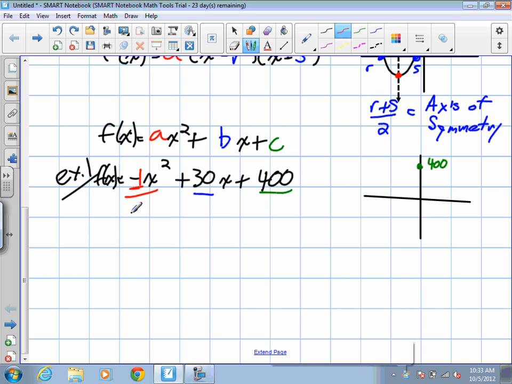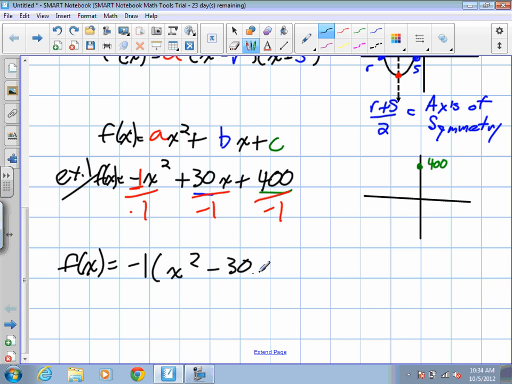Okay? So when we take -1 out, we're going to get f of x is equal to, that -1 comes outside, and now inside the brackets we have positive x squared minus 30x minus 400. Okay? So again, that's our a value. If you remember factored form, there's a term on the outside of the brackets. In this case, it's a -1.